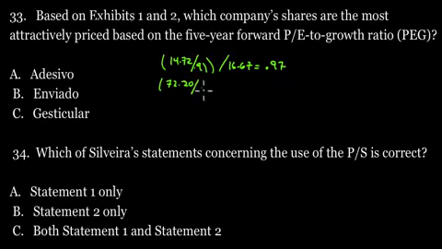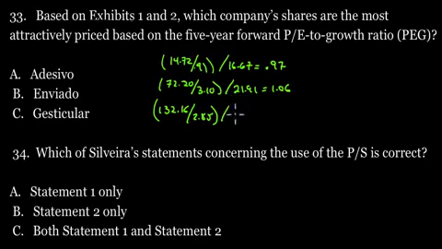For Enviado, price 72.20, and that was divided by 3.10. And of course their growth came in at 21.91. We got 1.06. And Gesticular was 132.16 divided by 2.85, but they had a growth rate of 32.33. That gave them a PEG of 1.43. We want to pay the lowest for something. There we go. Adesivo. Most attractively priced based on the 5-year PEG ratio, the 5-year forward PE to growth ratio.